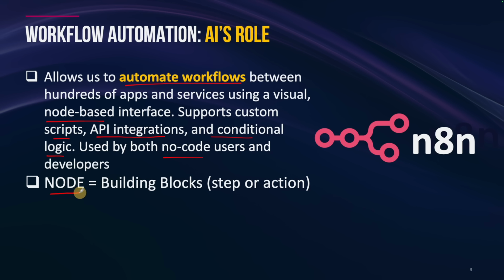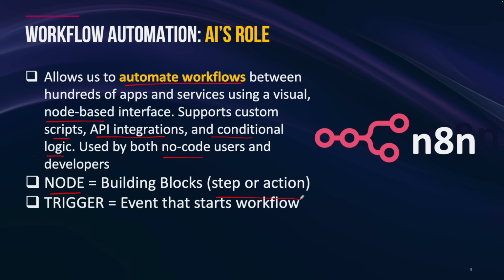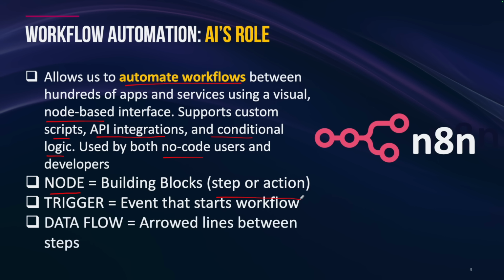Now let's have a look at the key terms in the n8n ecosystem. So the building block in n8n is the node, which is a step or an action. So similarly, when we were discussing Zapier, we had those discrete steps, right? So every node is that discrete step. For example, we had a step for Google Sheets, a step for Gmail, and those kind of things. The next is trigger, which is similar to what we had previously. So this is an event that kicks off your workflow. And finally, the data flow. So these are arrowed lines between steps, similar to what we had in Zapier. So when you move from one node or one step to the next, you have this arrowed line. And this is exactly what n8n also has. So a lot of similarities between the two.